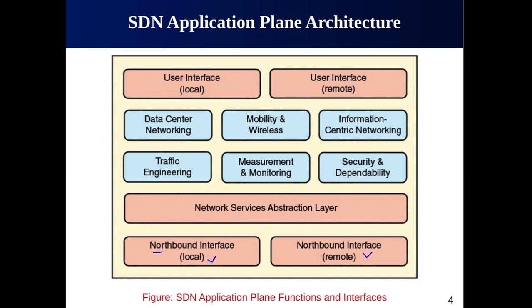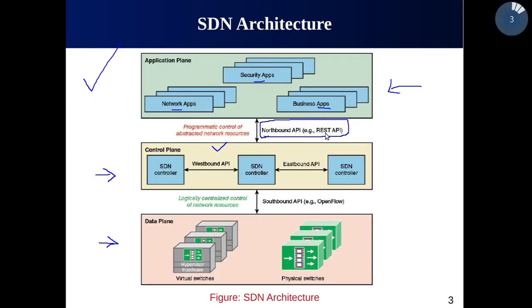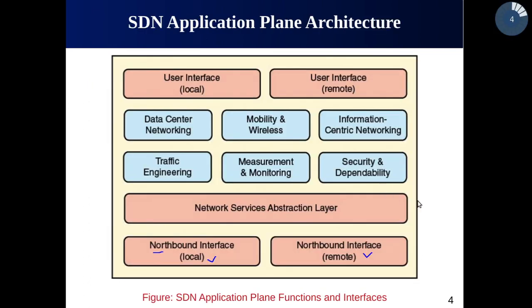Local interface means that the SDN applications are actually running on the same machine as the control plane software. While on the other side, the remote northbound interface means that the application can be running on a remote machine or a remote system, you can say. And one of the well-known examples of this northbound API is the REST API, and we discussed the REST in our previous lecture.